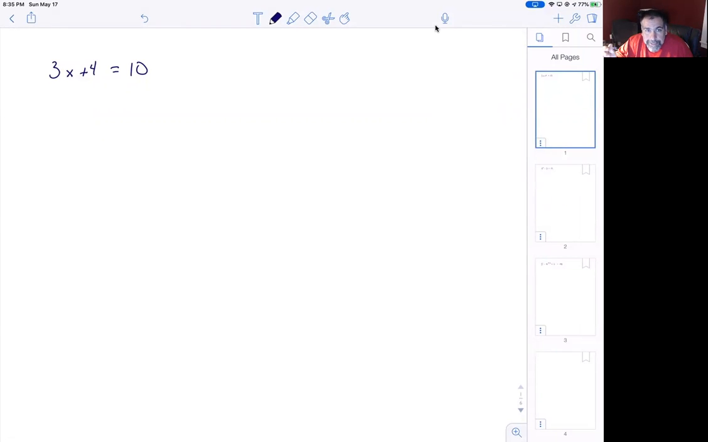Okay, pre-calculus kids, today we're going to look at solving some equations. We're going to start with a really basic one that you all know how to do, just to review the steps, and then we'll get into ones that are a little more complicated. So if you'll bear with me, we want to solve this equation.